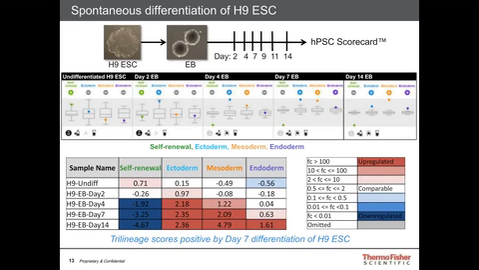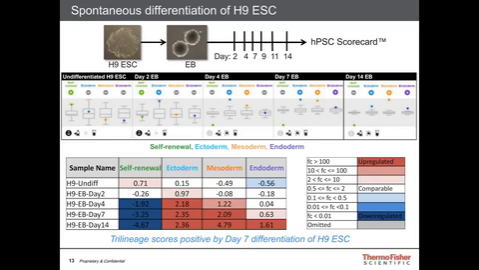Here is an example showing how scorecard analysis can be used to assess the different cell states as stem cells undergo differentiation. Embryoid bodies were generated and cultured in suspension culture over the course of 14 days prior to scorecard analysis. The summary shows that the ESCs, which were only self-renewal positive in the beginning, can generate all three germ layer specific cells. For example, EB formation at day 2 is positive for ectoderm but negative for mesoderm and endoderm.